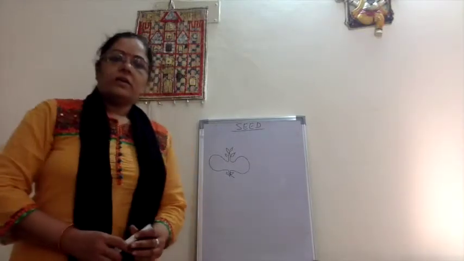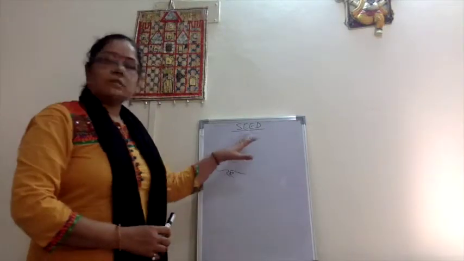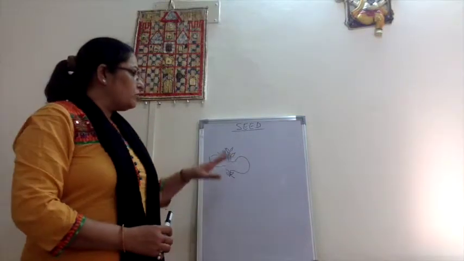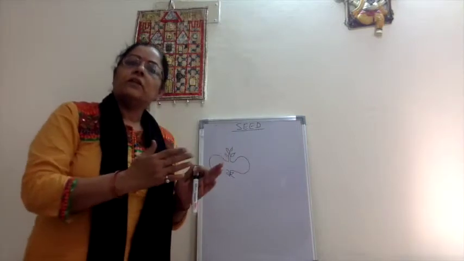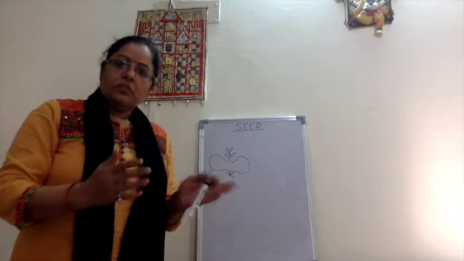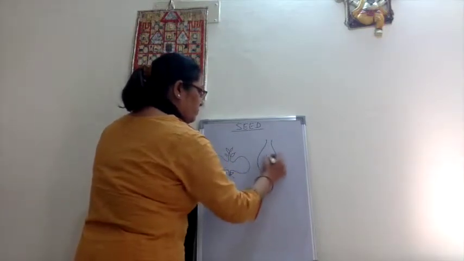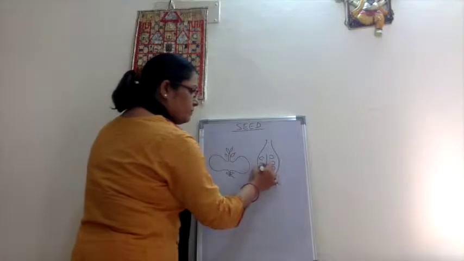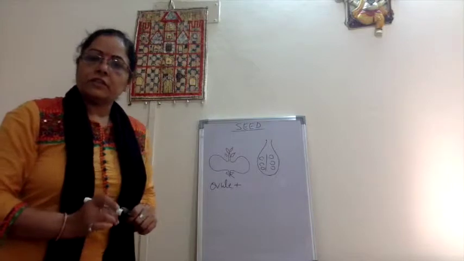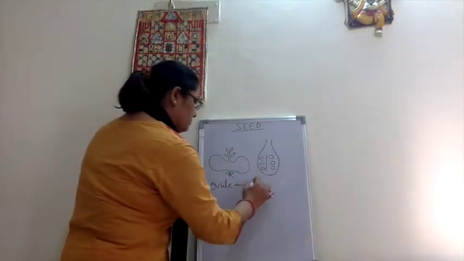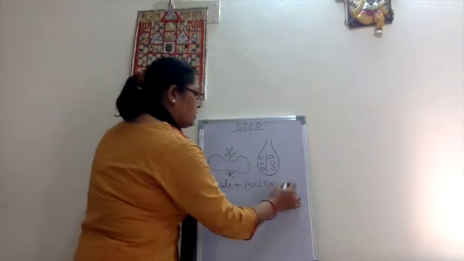Hi friends. Today's topic in biology is about seed. As you know, seed forms from the ovule, which is present in the female reproductive part of the flower, the ovary. There are ovules, and this ovule, on fertilization with pollen from the male reproductive part, forms seed.